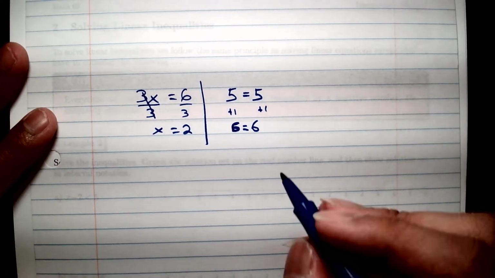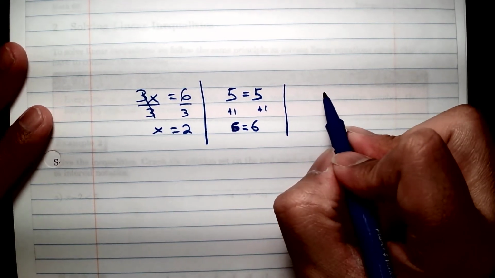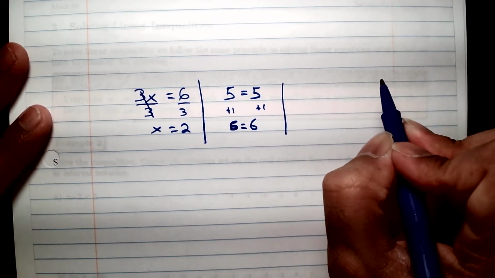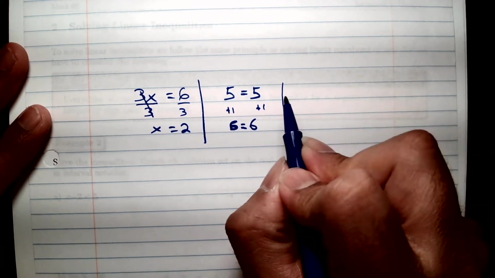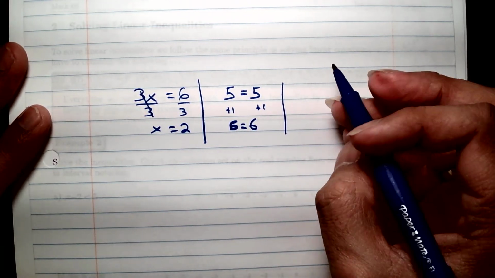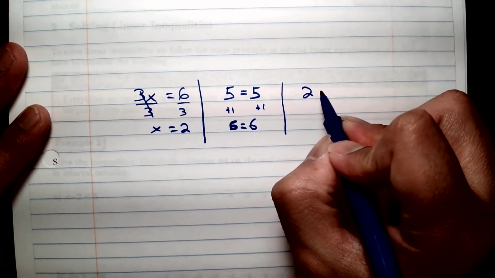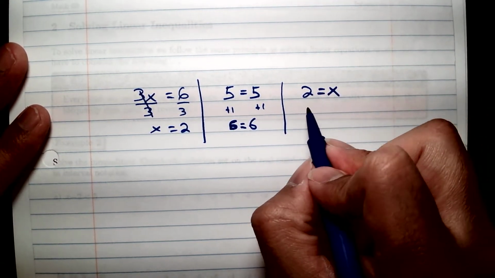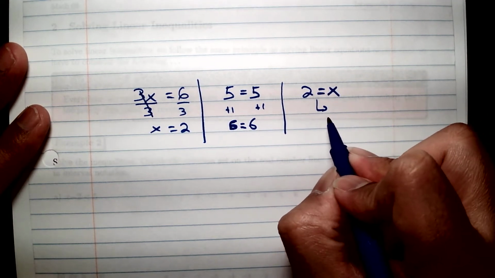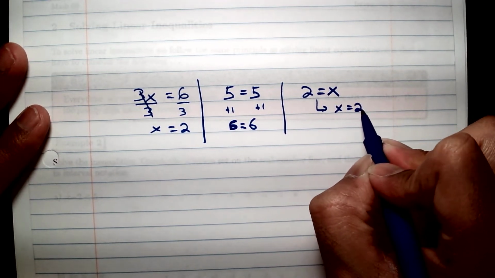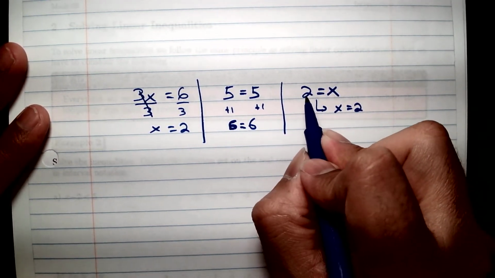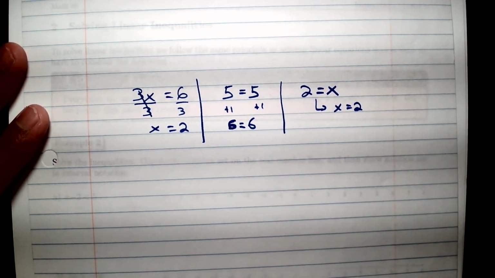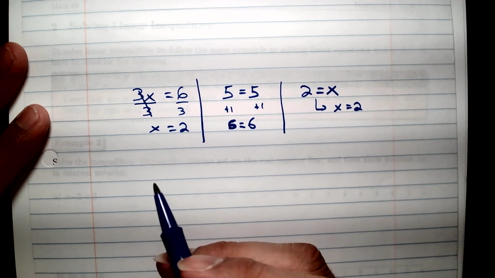Also, when we solve an equation, depending on how you arrange your sides, you might end up with something like 2 equals x. This is exactly the same as x equals 2. It doesn't matter how you read it: 2 equals x, x equals 2. Now, what about with inequalities?